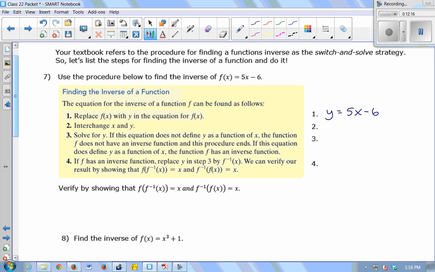Step 2, interchange x and y. Replace all your y's with x's and all your x's with y's. So this now says x equals 5y minus 6. Because that's what inverse functions do, right? They just change the role of input and output. So we swap the x's and y's. Step 3 is solve for y.